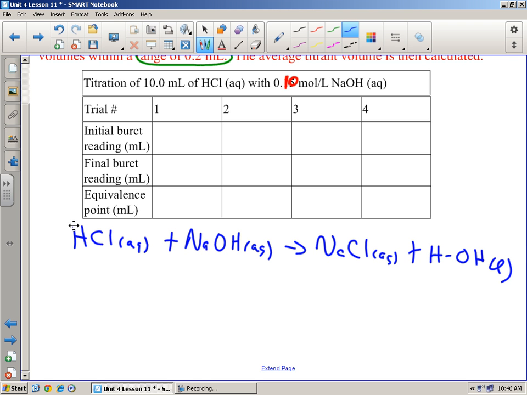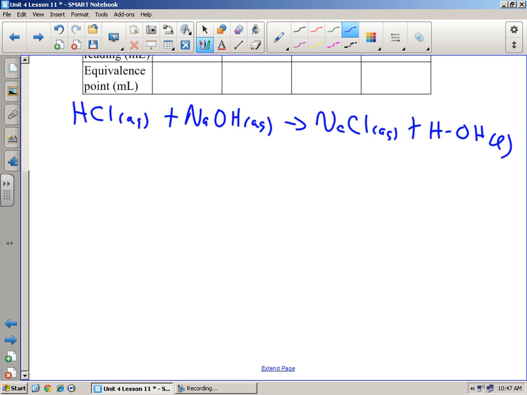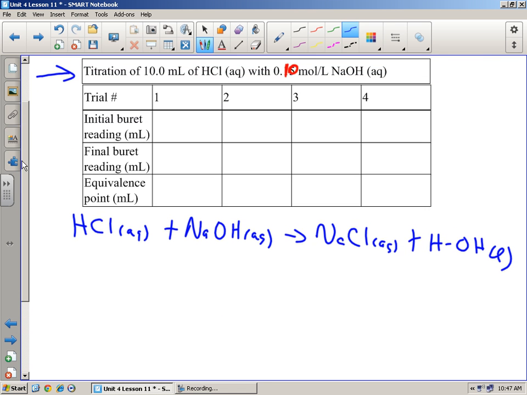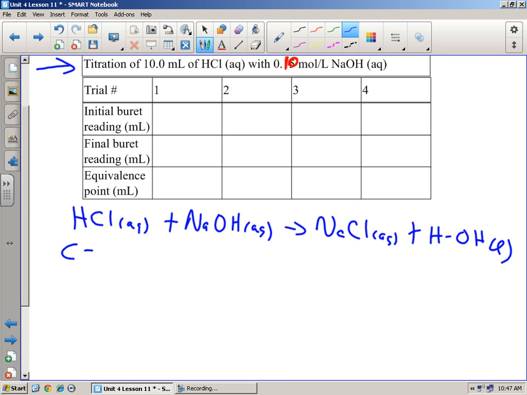So we got this here. You're going to look up here and write down the information they give you, just like with any other stoichiometry question, and put it in the right spot. So we have 10 milliliters of hydrochloric acid with 0.10 molar sodium hydroxide. We're going to go ahead and put that in there. So we had 10 milliliters of hydrochloric acid.